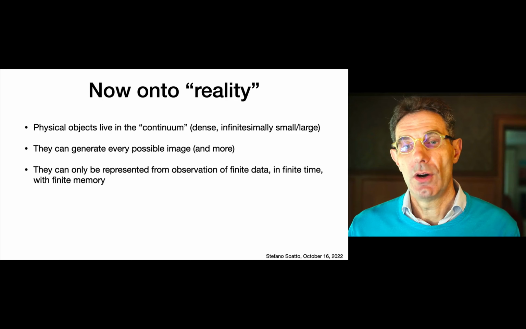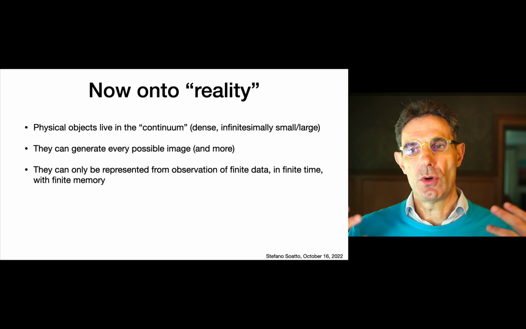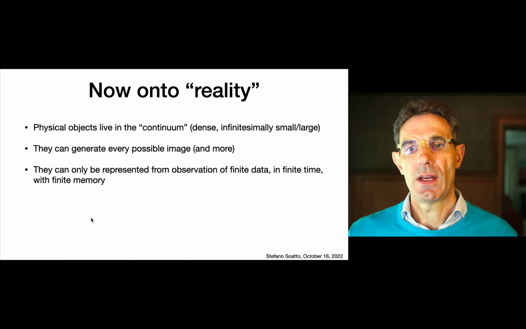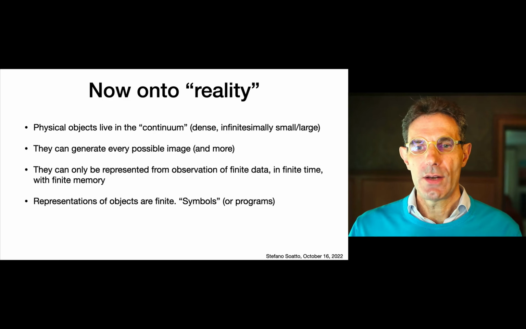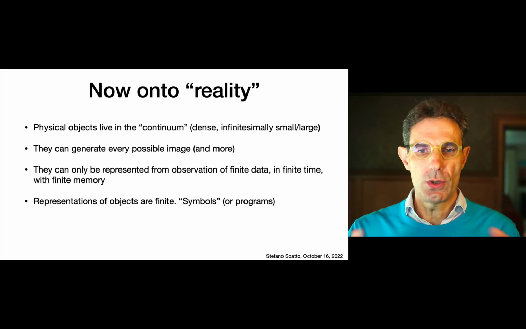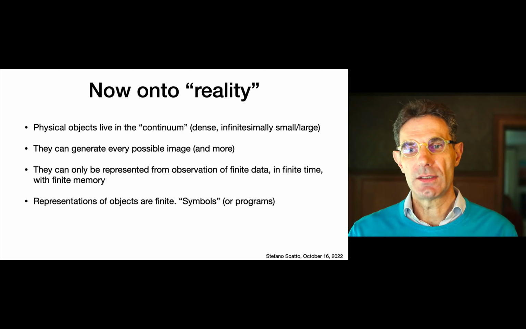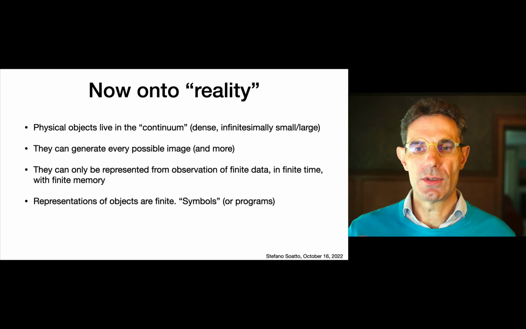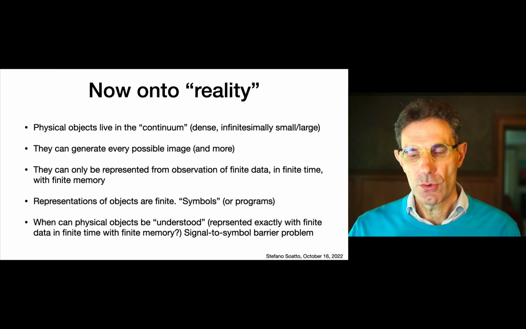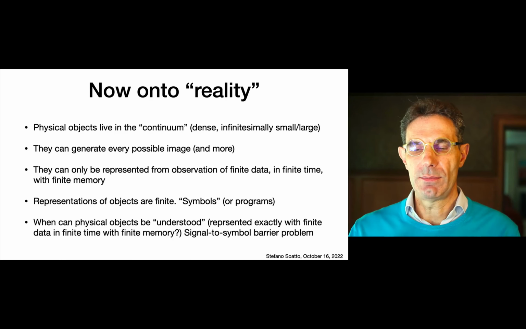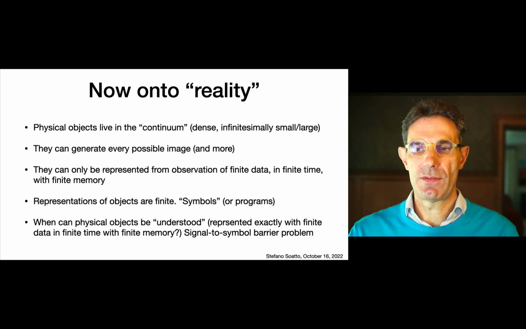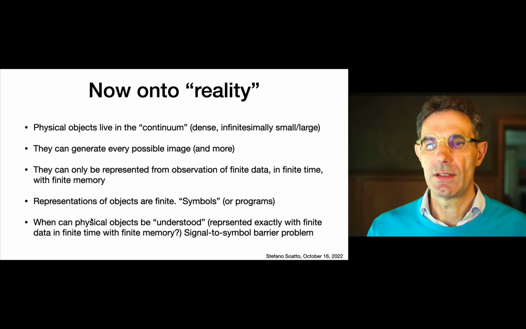Okay. Now, of course, objects can only be experienced through observation of finite data and can be stored with finite resources of memory, computed over finite time. And so the question of reality is really, can we represent in our head or in the weights of a deep network scenes, which are essentially infinite objects, with discrete entities? You can call them symbols, you can call them programs. Okay? And can you represent them in a way that you really understand them, not just approximate them? Can you represent the essence of an infinitely large scene with finite memory, infinite time with finite resources? Okay, this is the classical signal-to-symbol barrier problem.